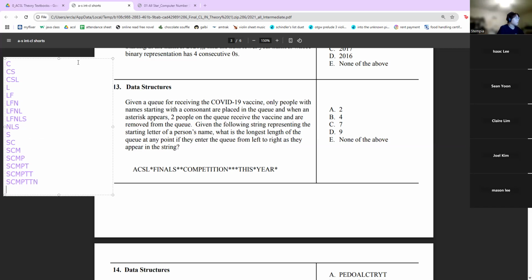3 sets of asterisks. The first one is going to get rid of the S and the P to give us MPTTN. The second asterisk is going to get rid of the MP to give us TTN. And the third one is just going to give us N.